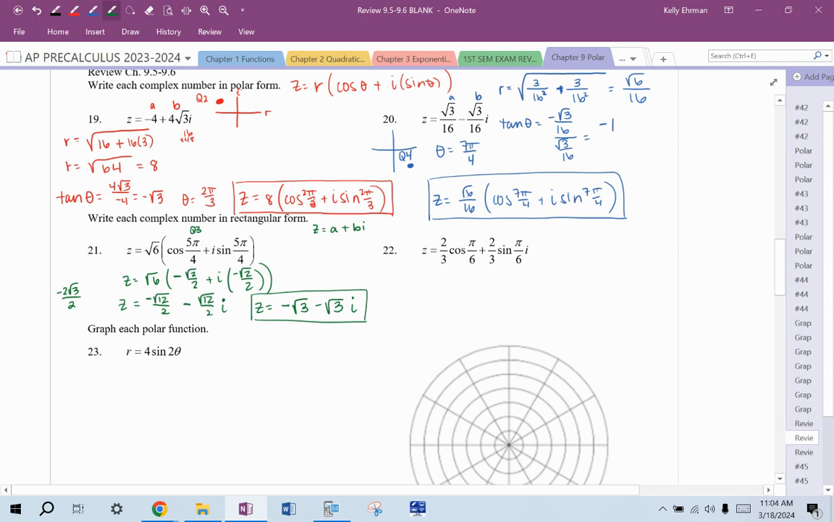Another way to think about rectangular form is just that you don't want to have any trig. Get rid of the trig, get rid of the parentheses. Same idea for number 22.